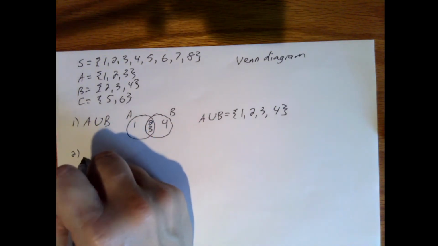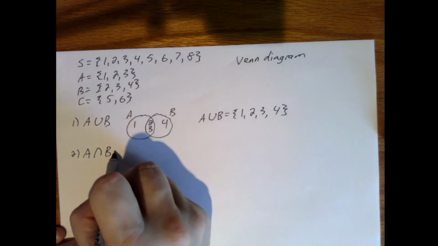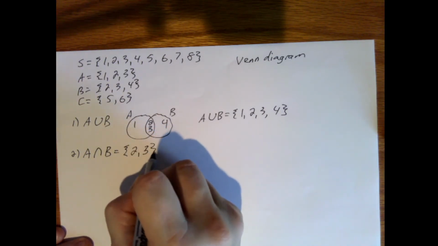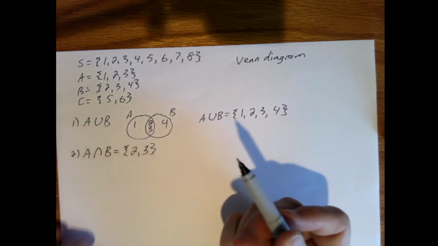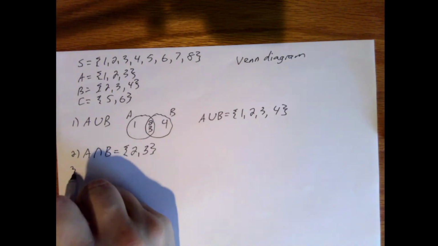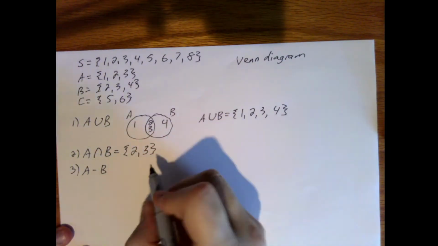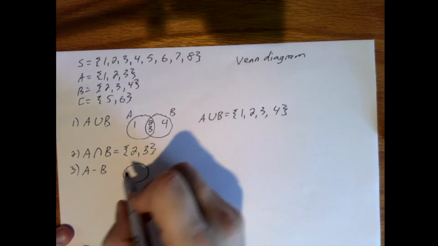What about the intersection of A and B? I can use the same diagram, and we see now that will be the 2 and the 3. Remember, the intersection is where they overlap, if there is such an overlap. A minus B. So let me redraw the picture to make it more obvious what we have.